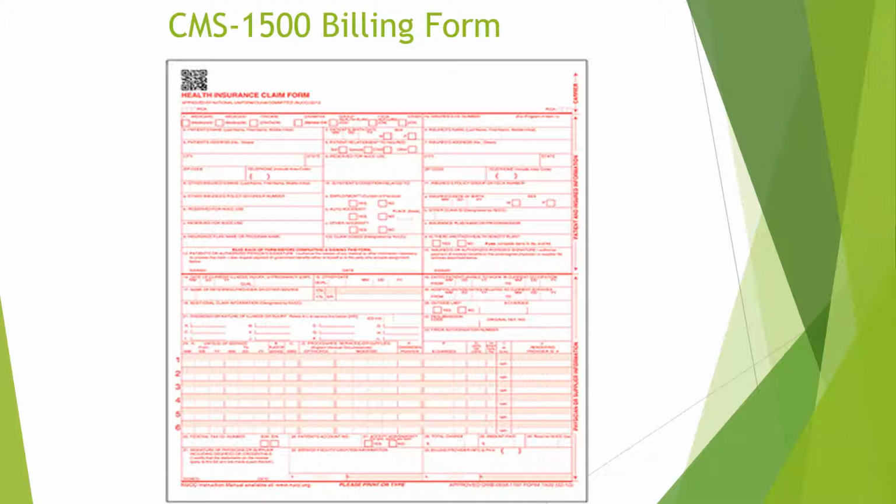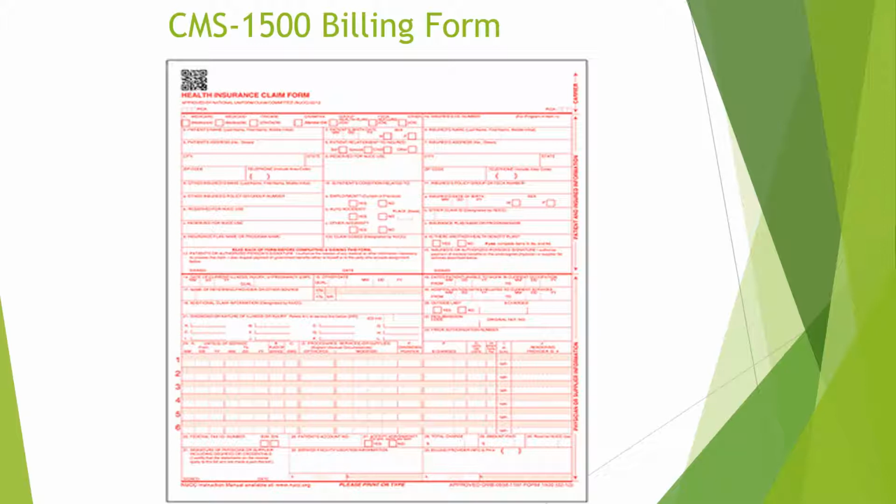So in this part of the training, I'd like to go over our CMS 1500 form, which is our form that we use to bill out our claims. This form will need to be billed out accurately to prevent any rejections from the insurance company. This form is filled out based on the information you will receive regarding the patient's visit.